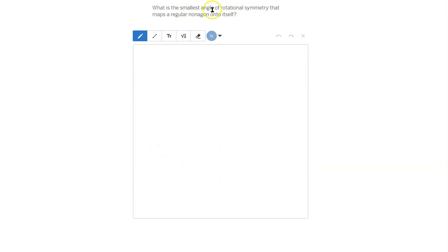What is the smallest angle of rotational symmetry that maps a regular nonagon onto itself? Super important here for you to learn the names of the polygons. A nonagon is 9 sides. So you're going to do 360 divided by 9.